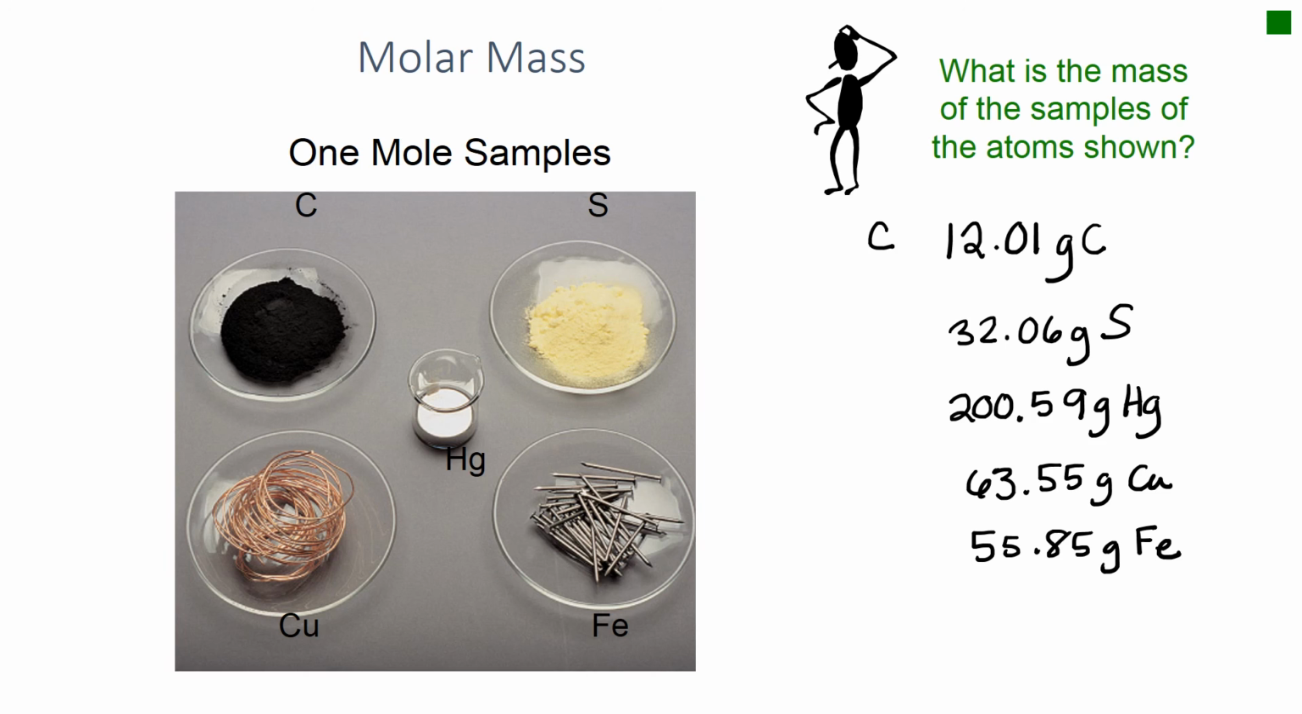So how many atoms is in 1 mole of each of these samples? 6.022 times 10 to the 23rd atoms. And so all of them represent the same number of atoms, even though the size looks different because they have different properties.